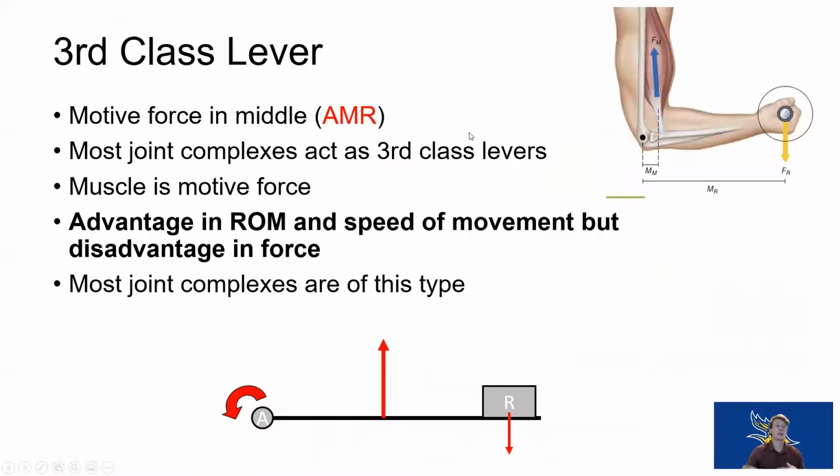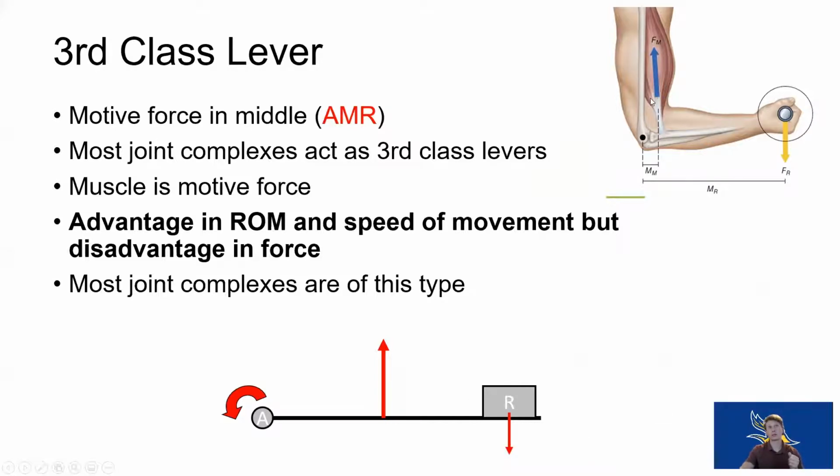Okay, our third class lever, our last one, is the most common lever within our body. This is where the axis is on one end, our motive force is in the middle, and the resistance force is on the other end. This is opposite from that second class lever where the resistance was in the middle. With our motive force in the middle, we will always have to apply more force with our muscle to counter the torque created by the resistance force.